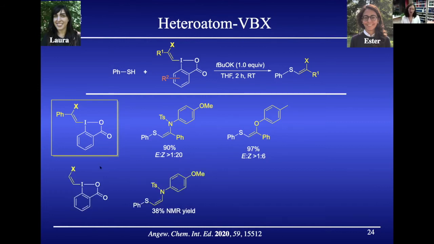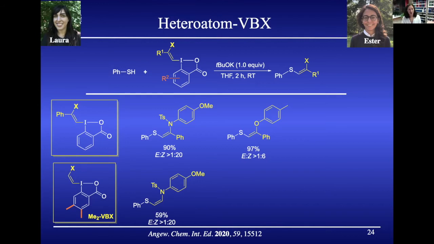So then going for di-substituted with another heteroatom, we tried with this reagent, but could only get the product in rather moderate yields. So then we went back and tried our dimethyl VBX instead. And it turned out that that reagent was much better for this reaction. So we could then isolate this highly functionalized alkene in good yields and again excellent stereoselectivity.